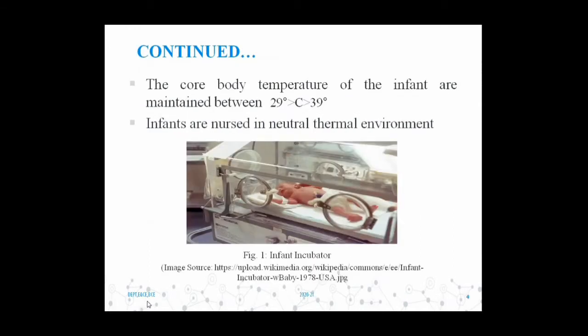The core body temperature of the infant is maintained between 29 to 39 degrees Celsius. Infants are nursed in a neutral thermal environment. Figure 1 shows the picture of an infant incubator.